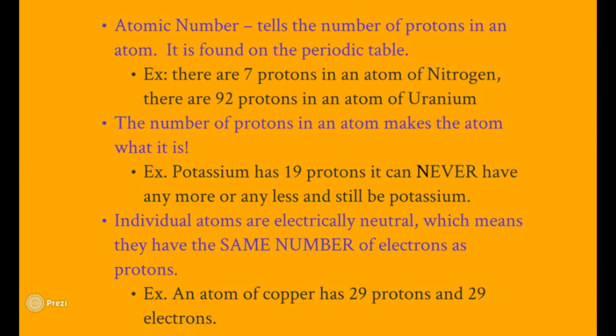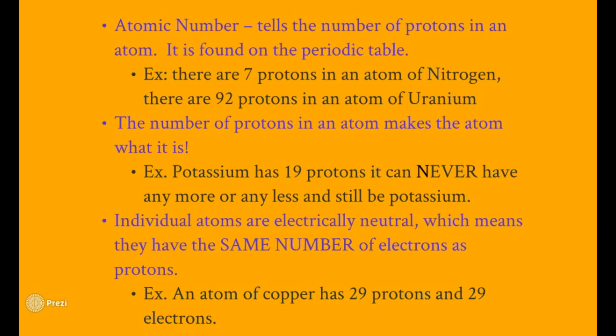It's when we start talking about the mass that it starts giving some people problems, but we've tweaked it in the past. The number of protons in an atom makes the atom what it is. For example, we already said this, potassium has 19 protons. It can never have any more or less than that and still be potassium. If it had 20 protons, it would be calcium. If it had 18, it would be argon.